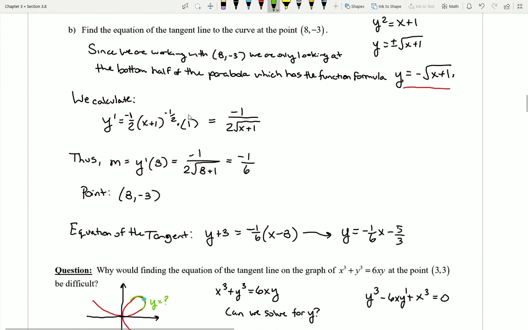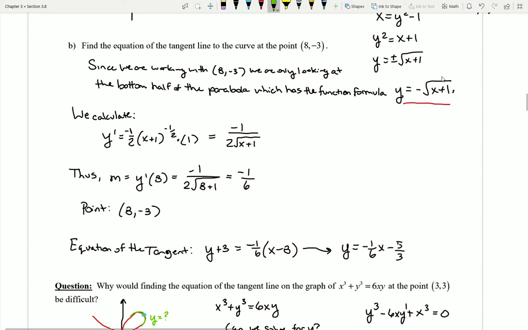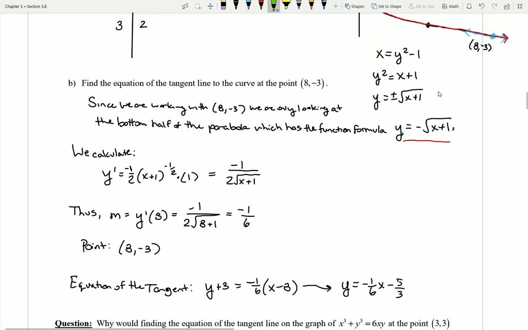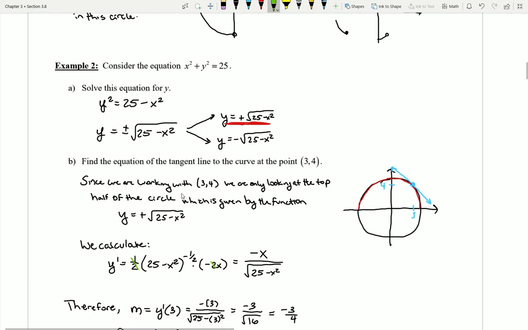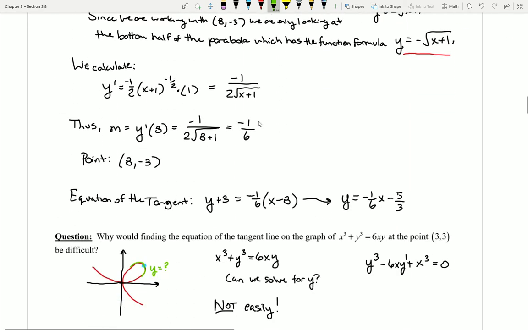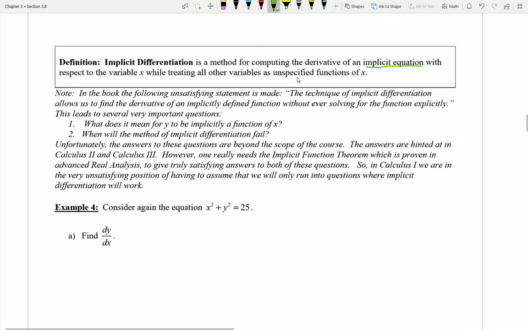Now, in the previous examples, we were always able to find a value for y, or an equation that said y was equal to something specific. We did it here in example 3. We were able to do it here in example number 2 as well. But in the concept of implicit differentiation, we are just going to treat all other variables as unspecified functions of x, like y is going to be equal to mystery function. We're not quite sure yet what it is.